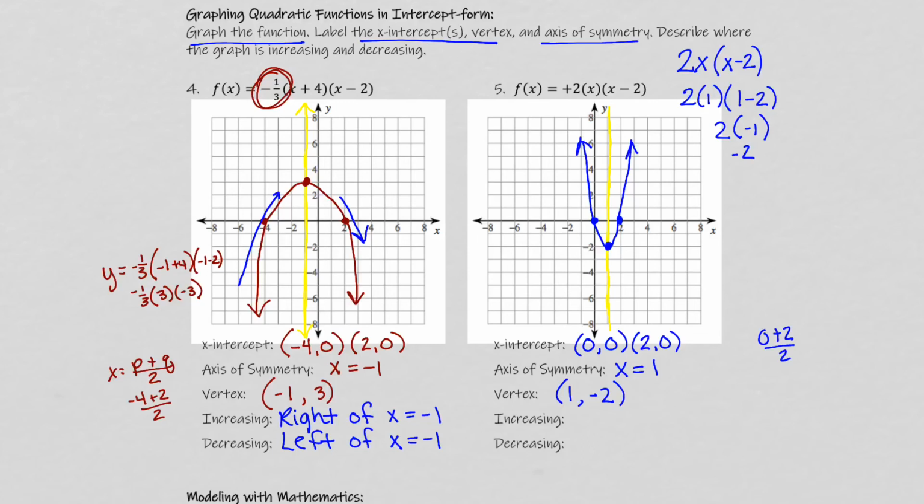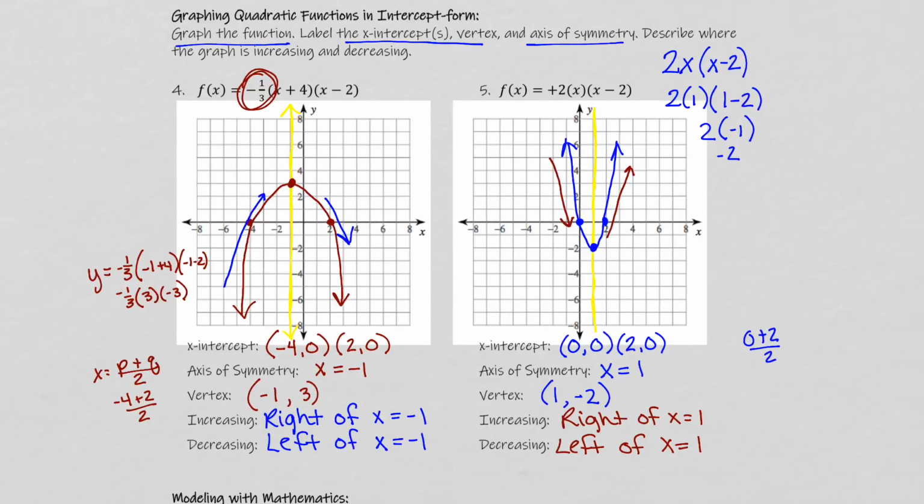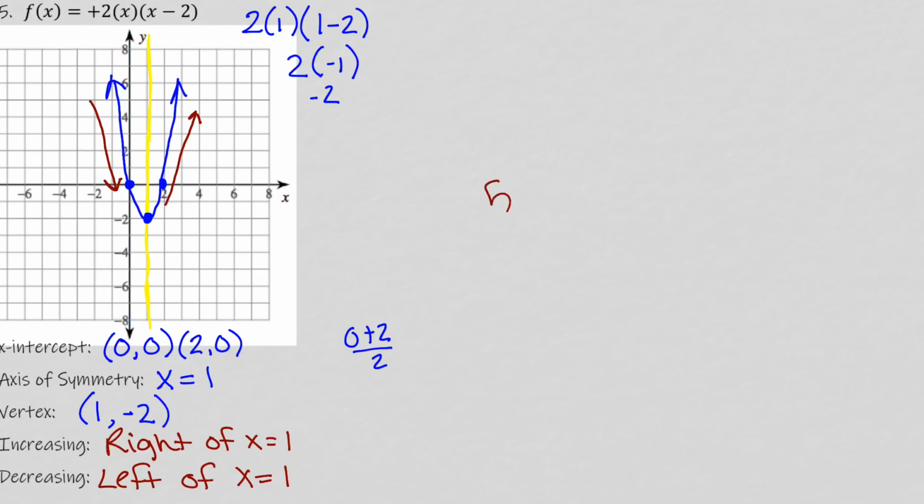All right, so increasing. So I'm going to draw, if I'm going from left to right, I'm going down to the vertex, and then after I hit the vertex from left to right, I go up. So it is decreasing on the left of the axis of symmetry, and it is increasing on the right of the axis of symmetry. So from negative infinity to 1, it is decreasing, and from 1 to infinity, it is increasing.